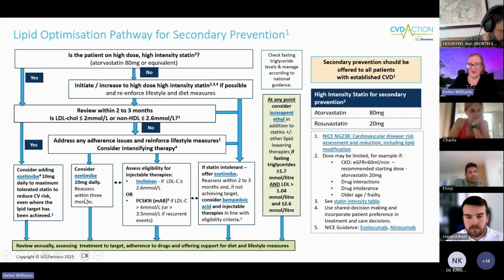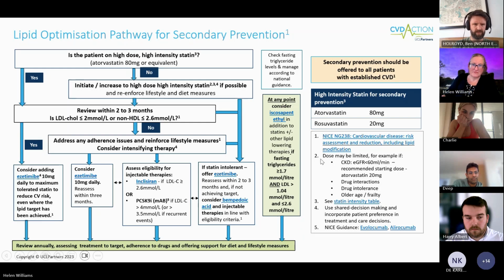And that could be ezetimibe, it could be inclisiran or the PCSK9 mAbs, which are mainly hospital-based. There's the same principle of statin intolerant to offer ezetimibe and then consider the other agents, which is bempedoic acid and the injectable agents for secondary prevention. And NICE have also said, even if patients achieve target, ezetimibe is cheap as chips. If you just add it into whatever statin dose they're on, there is still a benefit, and you could consider adding ezetimibe to everyone on a statin, even where the target's been achieved.